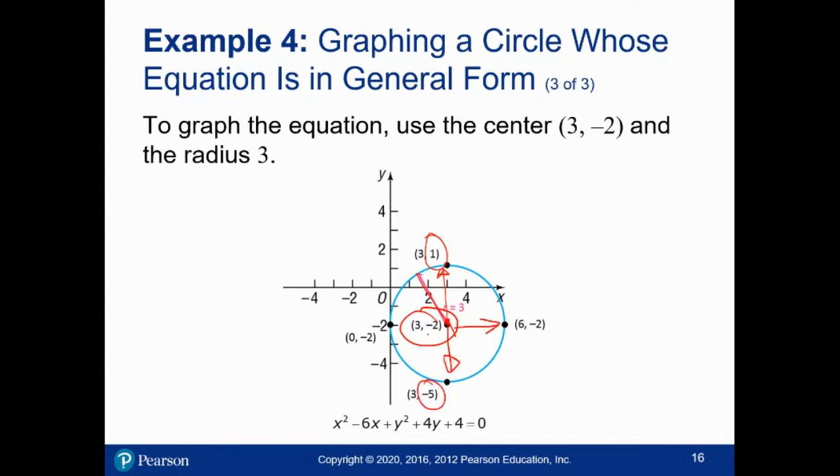If I move right 3 units and I started at x equals 3, I'm going to end at x equals 6. And if I start at x equals 3 and I move left 3 units, I'm going to end at x equals 0. And that's how we get these 4 points, and that helps us plot this circle here.